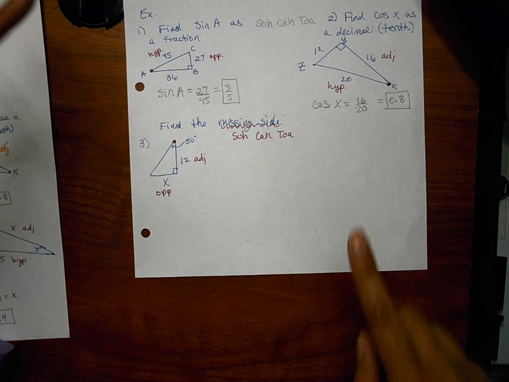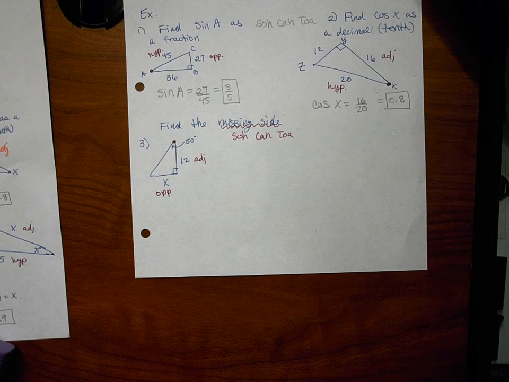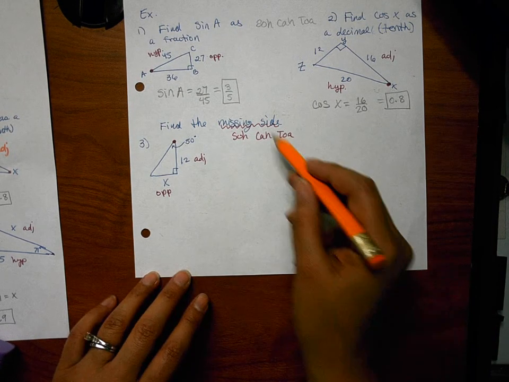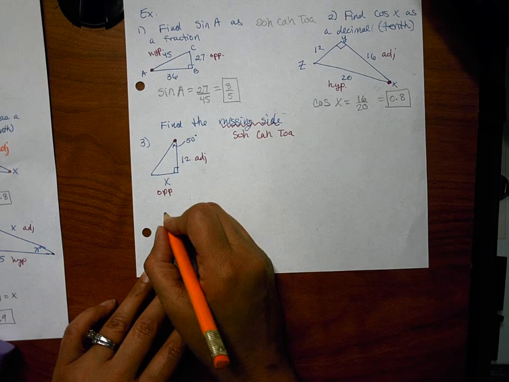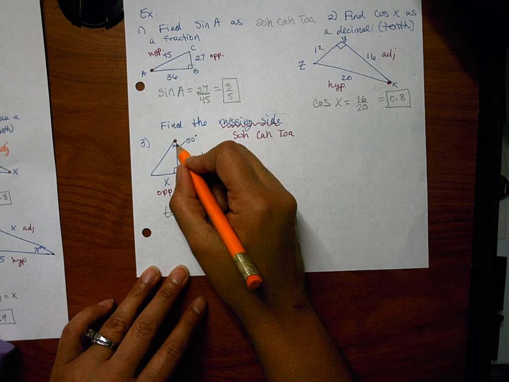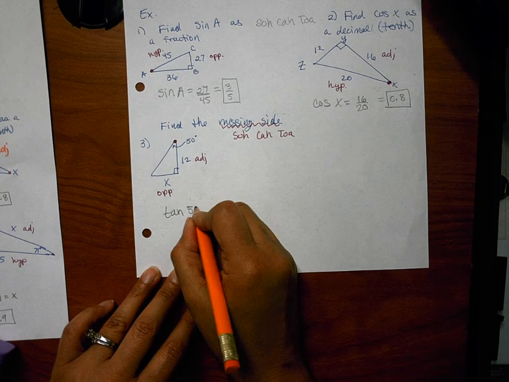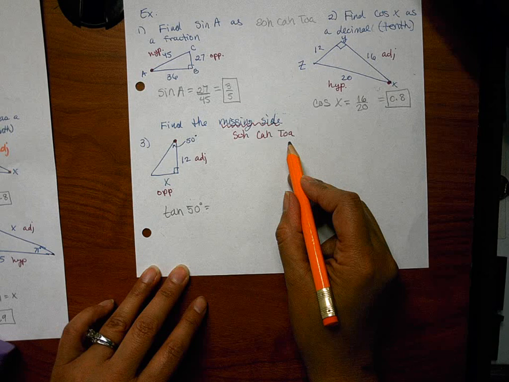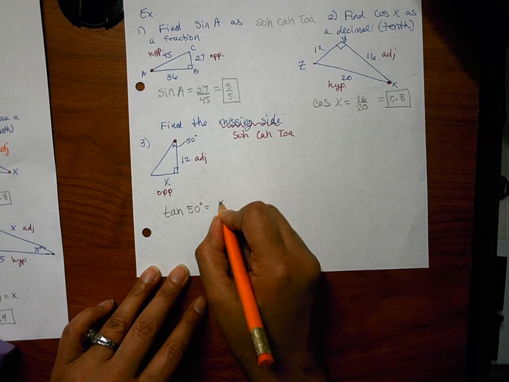So this labeling tells you which function to use. Earlier they told us find sine, find cosine. Now they're not going to tell us. You have to go through and figure it out by labeling your sides. Tangent of an angle, never a side. Tangent of 50 equals opposite over adjacent, so x over 12.